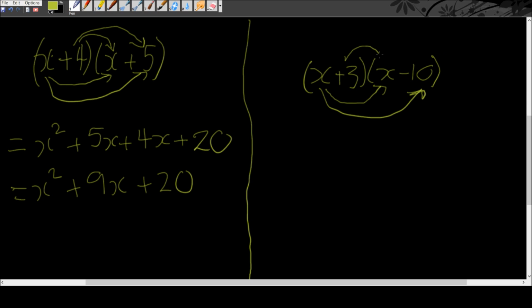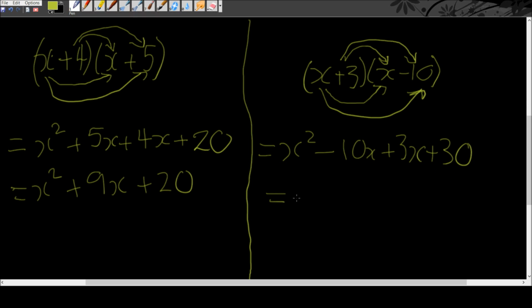And we're going to do the plus 3 times the x, and the positive 3 times the negative 10. Okay, so let's do it again here. So x times the x is going to give us x squared. X times the negative 10 is going to give us a negative 10x. And the positive 3 times x is going to give us positive 3x. And positive 3 times negative 10 is actually going to give us a negative 30.